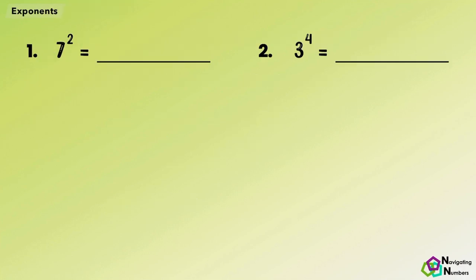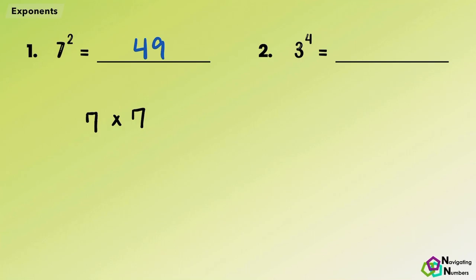So let's take a look at some more examples. We have 7 to the power of 2. So what does that mean? Well, what that means is that we have 7, that's our base. We should see 2 of them, and now all we do is multiply in between. So we have 7 times 7, which is 49.